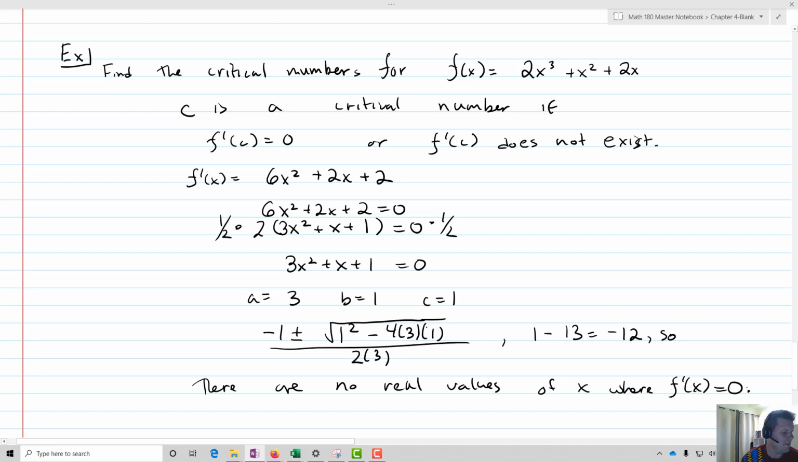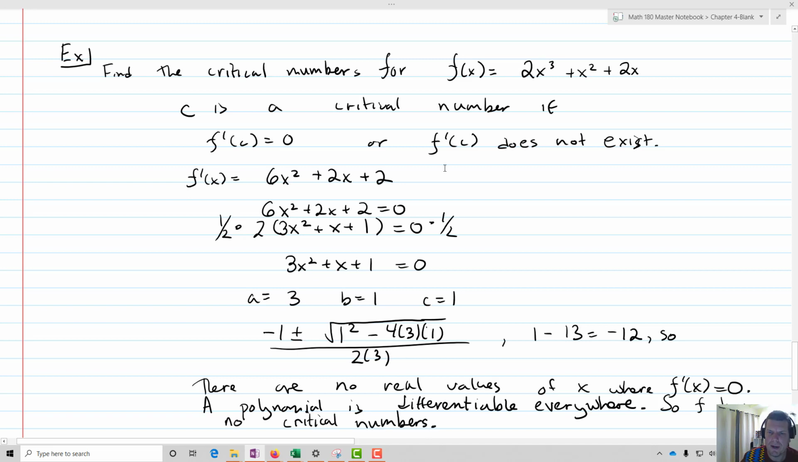Well, what does that mean? That actually means that we don't have any critical numbers because we have one other fact: a polynomial, which we have here, is differentiable everywhere. So f has no critical numbers. What we did here is say that a polynomial is differentiable everywhere, so I'm not going to get any place where f prime of c does not exist. And I showed that f prime of c is never going to equal 0.